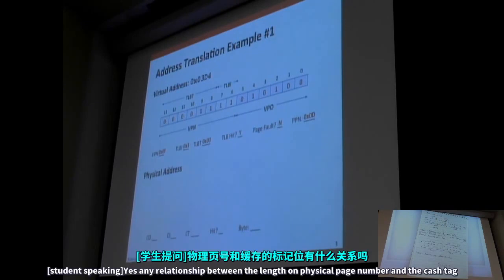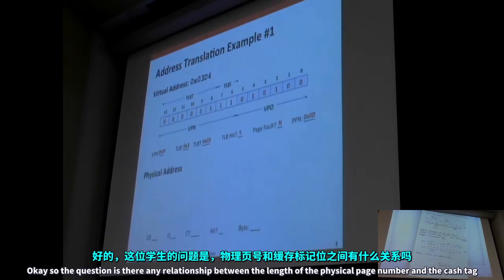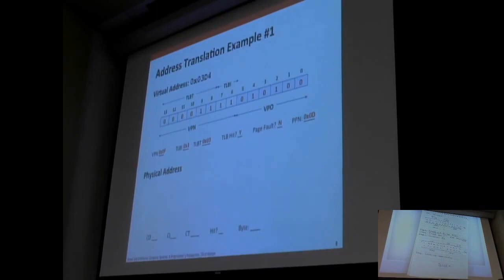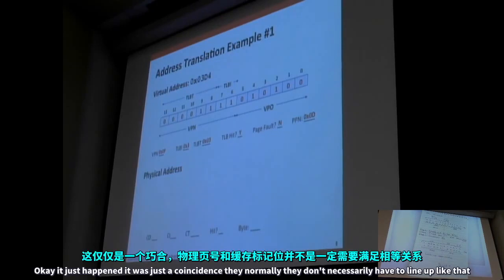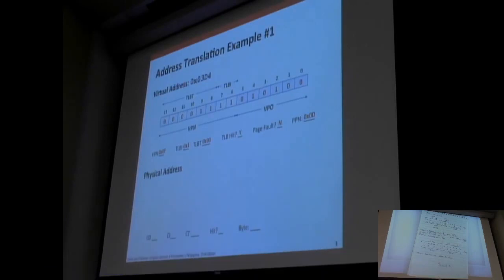Is there any relationship between the length of the physical page number and the cache tag? This was just a complete coincidence. It just happened. They don't necessarily have to line up like that. Any other questions?